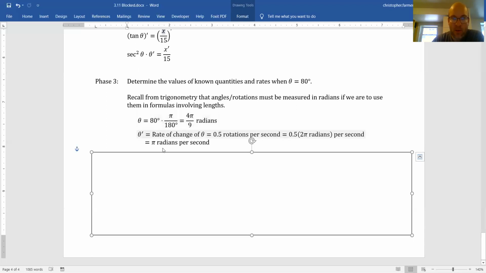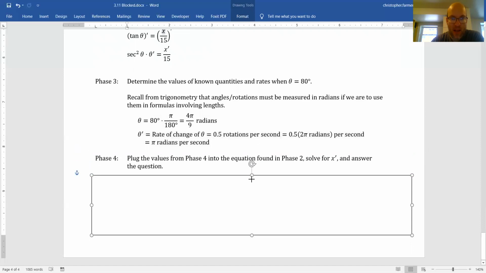And then the second part of this is that the rate of change of that angle is its rotation. Okay. And so we don't want to be in rotations per second. We need to be in radians per second. Well, one rotation is 2 pi radians. So just replace the word rotation with 2 pi radians. Do your multiplication, and you're going to be left with pi radians per second. Okay. So that was a little bit tricky, but that's the last remaining hard part.